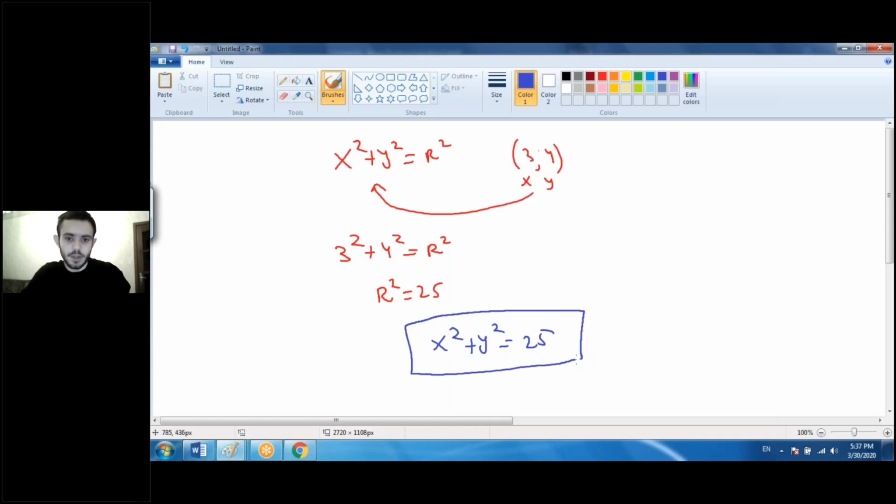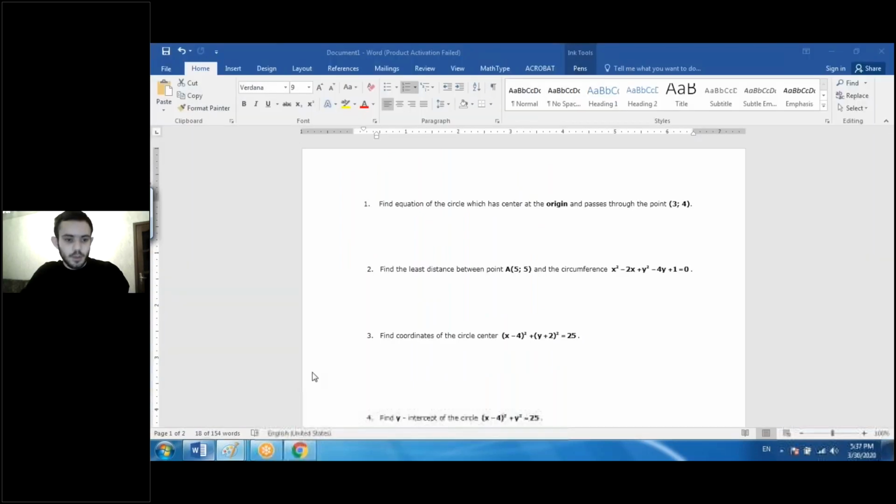This is the circle equation which is centered at the origin and passes through the point (3, 4). But this one was easy. Let's look through the other ones.